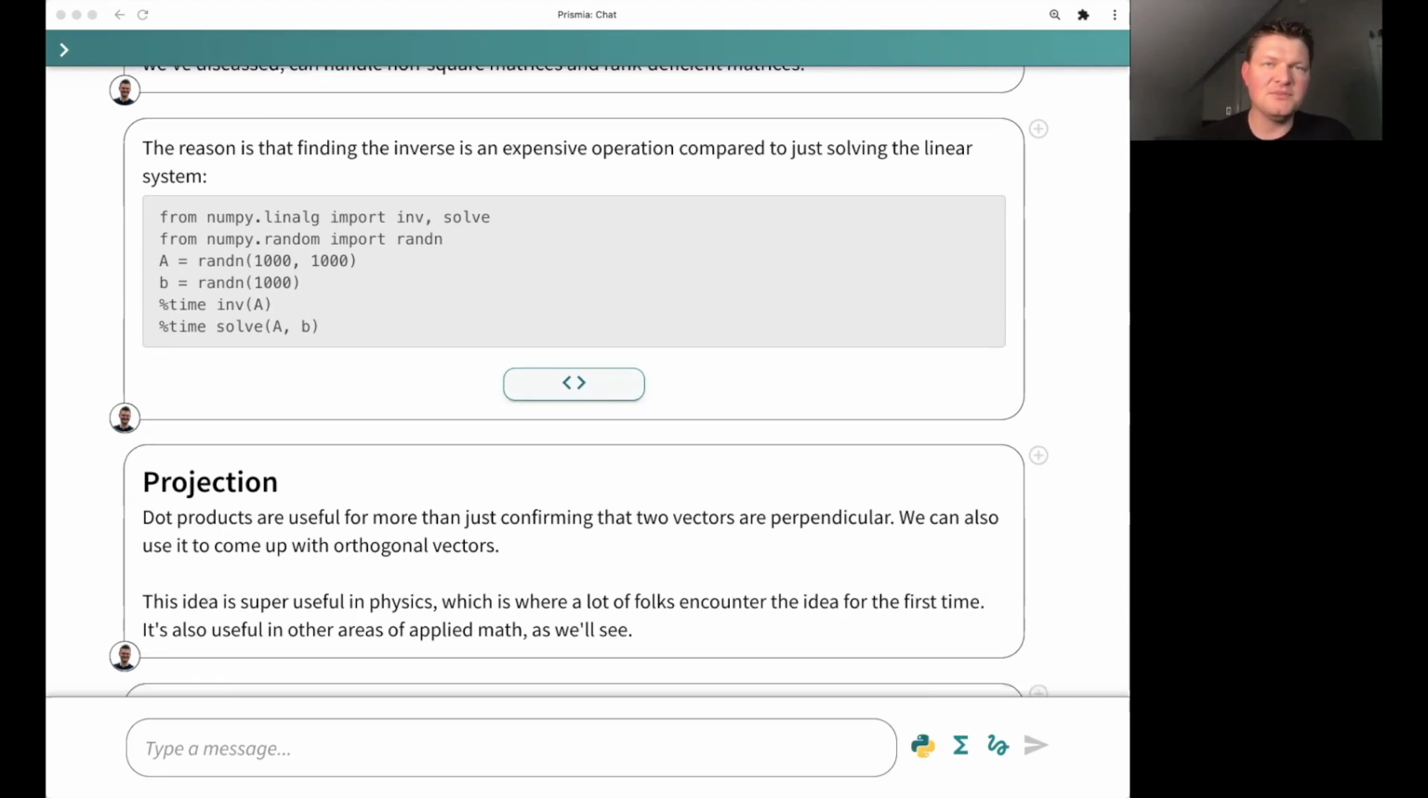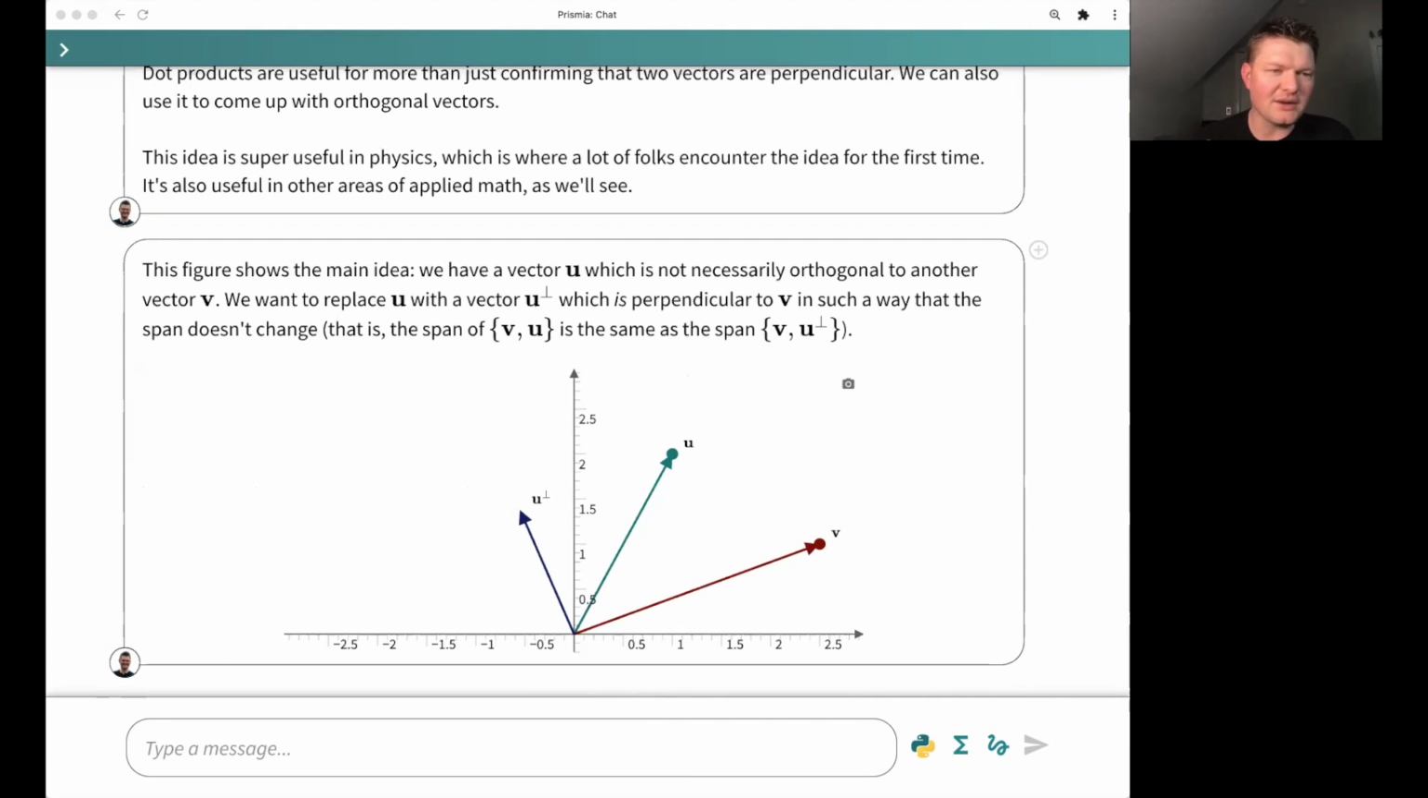So this is really the central picture of the dot product. This is the main thing that it gives you. And we will be using this, or more complicated versions of this, in a lot of different settings. So the idea is we have a vector u. That's the teal vector here, which is not necessarily orthogonal to another vector v. That's the red one. And what we want to do is replace u with this blue vector, which is perpendicular to v. And we want to do it in such a way that the span doesn't change.